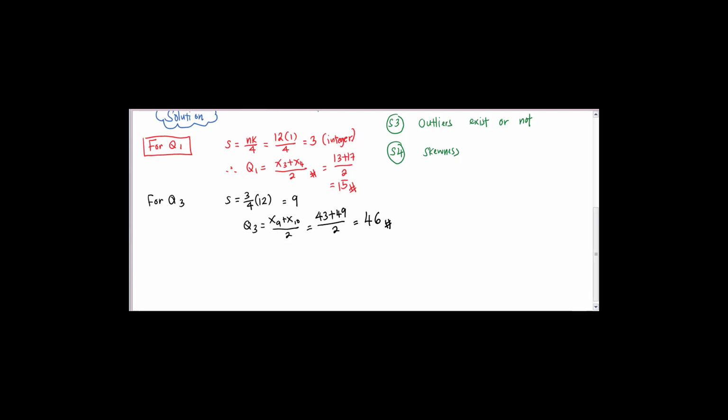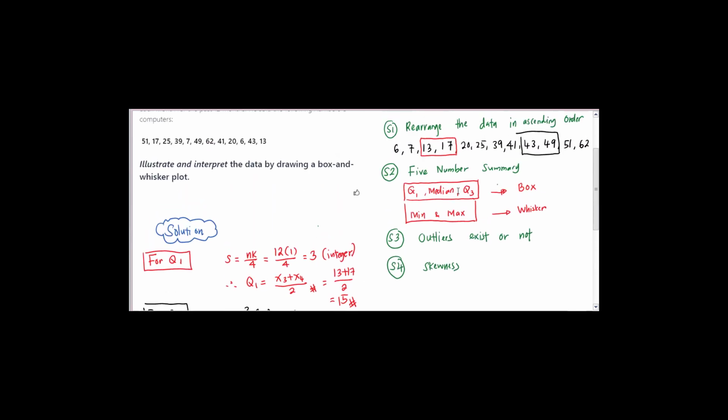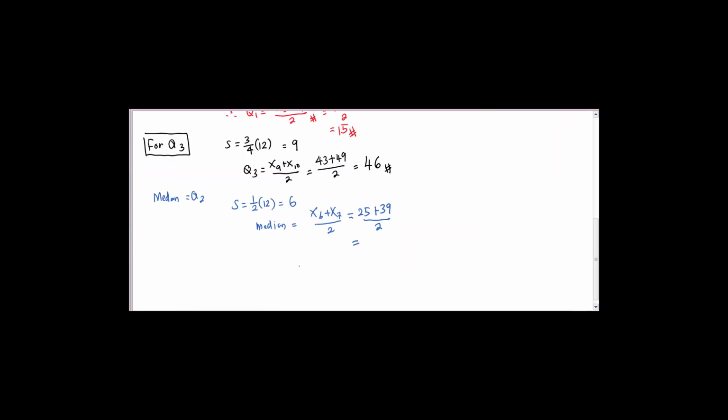And we come to the median. Actually, we can call the median Q2. The median we also can call Q2. And we're also using the same idea. S is equal to 1 over 2 times the total observations, which is 6. Therefore, the median is equal to the average of the 6th and 7th data. Okay, so referring back, 6 and 7 is 25 plus 39. We get 32.